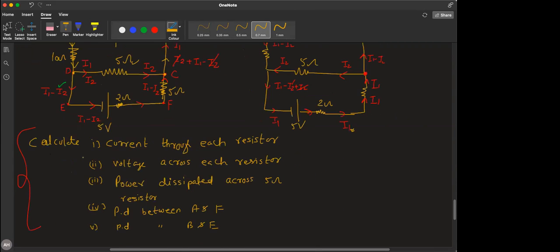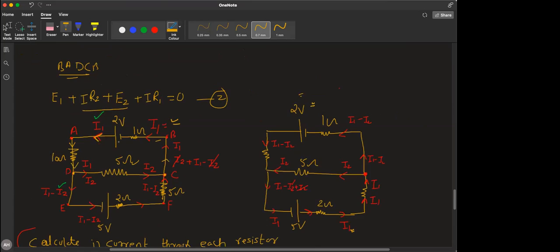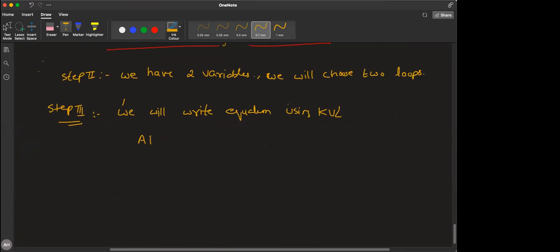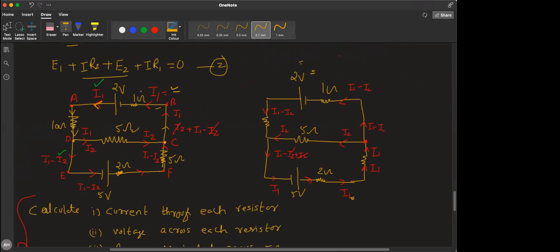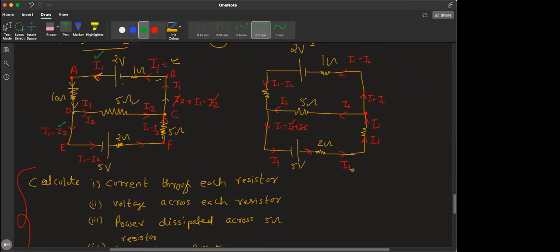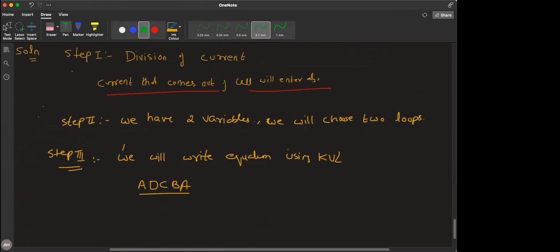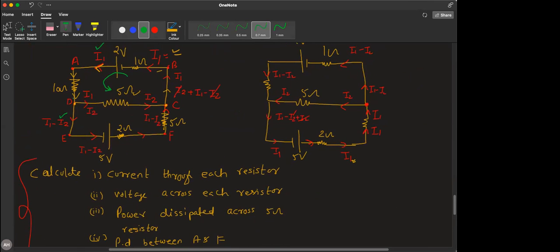So I'm considering this particular loop, ADCBA. This is the loop, ADCBA. Let's say you are moving in this direction. You can start from anywhere. Like I'm writing it from A, so let's start with A. I'm going from A to D. Nabil Khan, what will be the voltage drop across this 10 ohm resistor?